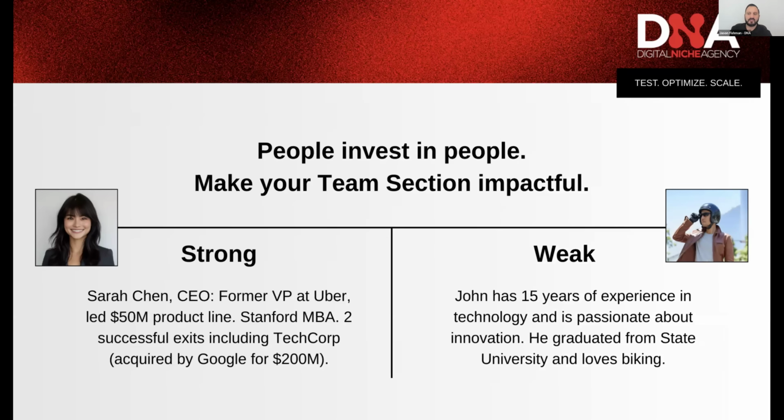I don't know if we're speaking about the photo here and more of a professional photo, or this guy in a helmet. But strong: Sarah Chen, CEO, former VP at Uber, led a $50 million product line, Stanford MBA, 2 successful exits, including Tech Corp, acquired by Google for $200 million. She's done this before. Weak: John has 15 years of experience in technology and is passionate about innovation. He graduated from State University and loves biking.